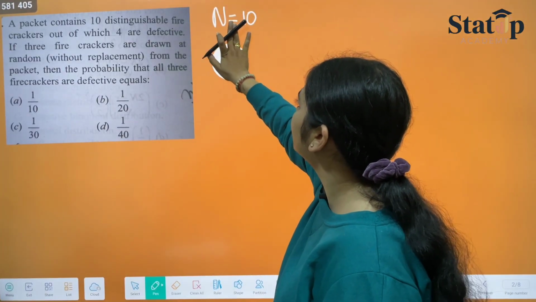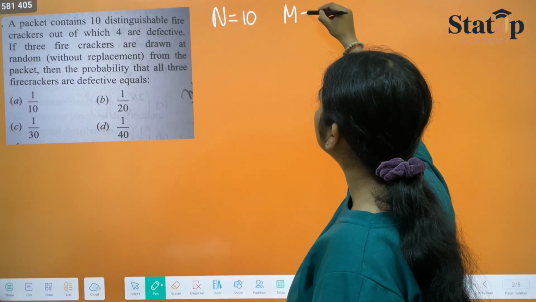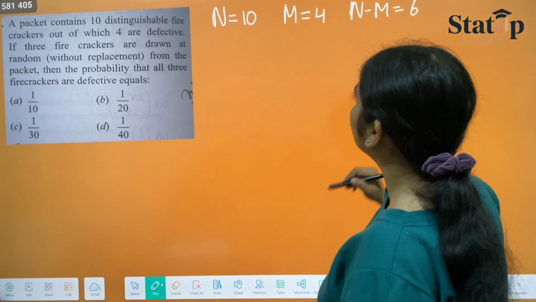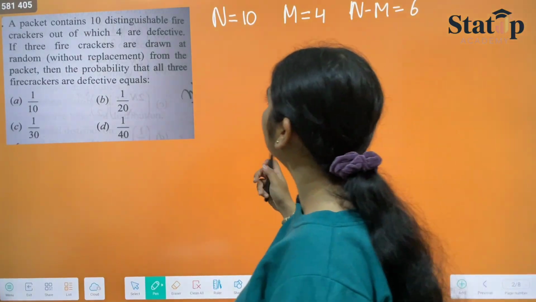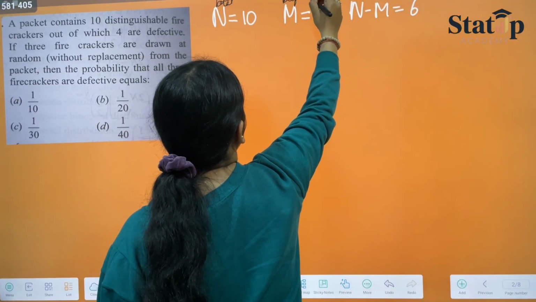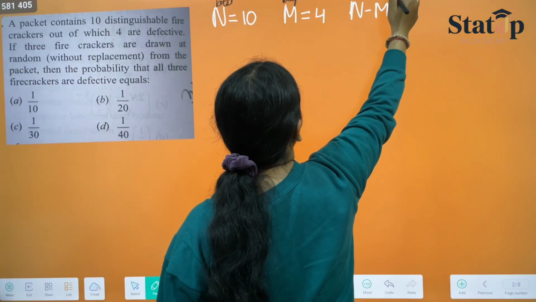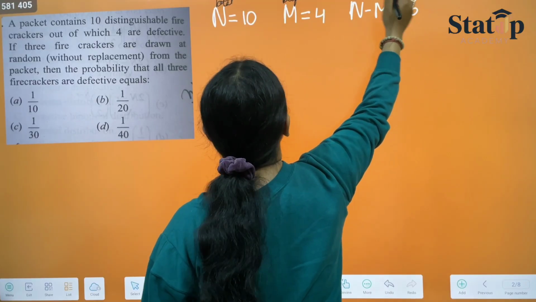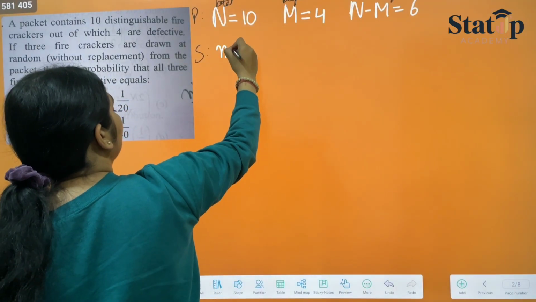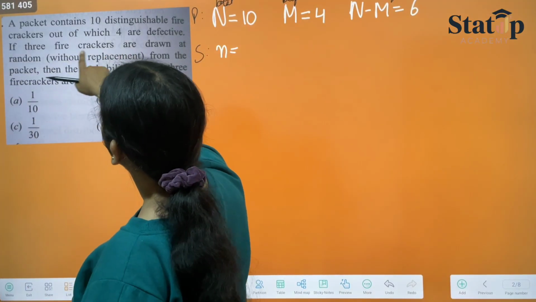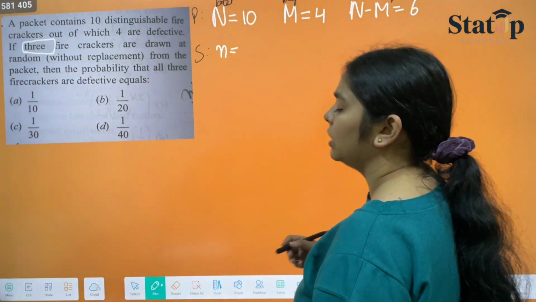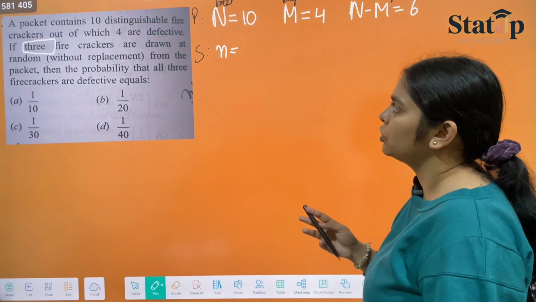But here they have given the population. For the population, m equals 4 are defective. So N minus m will be equal to 6, which are not defective. This is total, this is defective, and this is non-defective. And here we are talking about the population. If we talk about the sample, so small n will be, yeah, if 3 firecrackers are drawn, they have given it in words, so you have to read the question carefully.